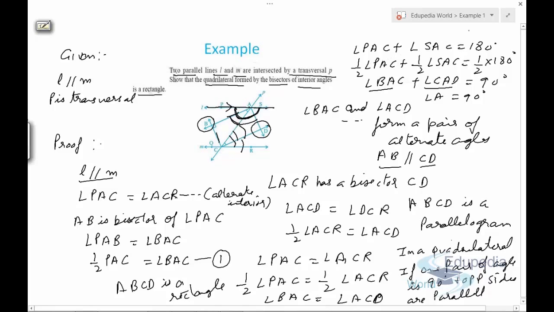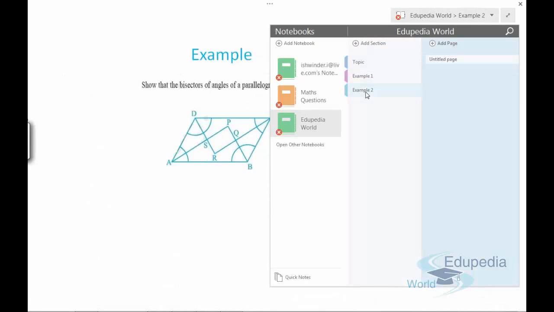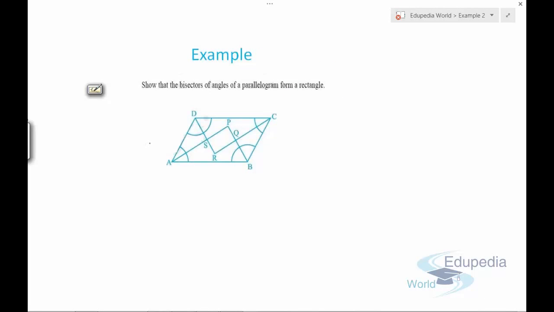So let's discuss the next example, example number 2. Example number 2 is a very important example from the exam point of view, which I have seen generally coming in examinations. So you have to watch this example very carefully.